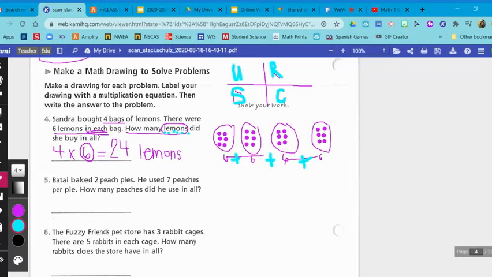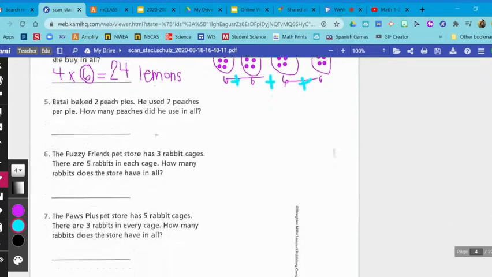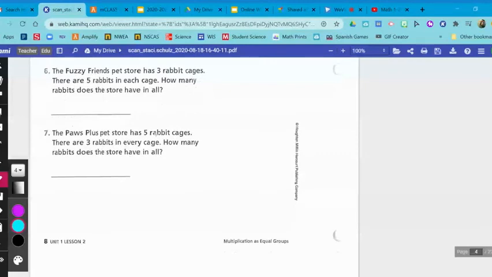Now that we have this ready, we are going to move on to our next problem. We're going to go ahead and skip 5 and move to numero 6, or number 6. If you need a little break, press pause and press play when you're ready to join me, but I'm going to hop on to number 6. Listen as I read the first time. The Fuzzy Friends pet store has 3 rabbit cages. There are 5 rabbits in each cage. How many rabbits does the store have in all?